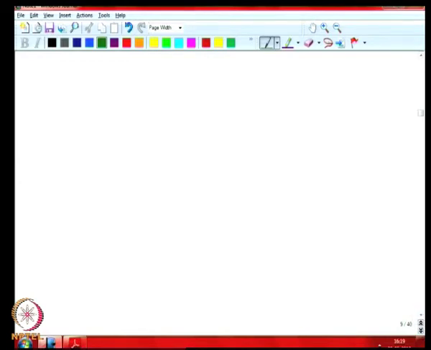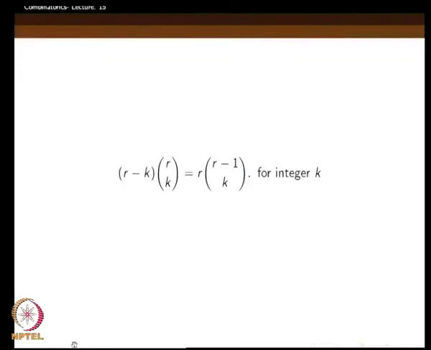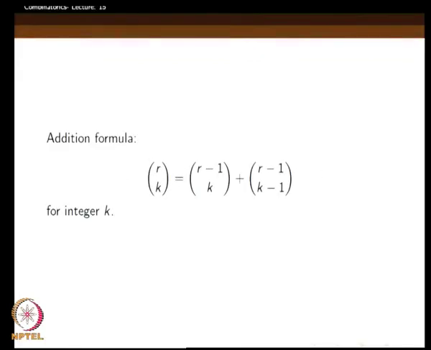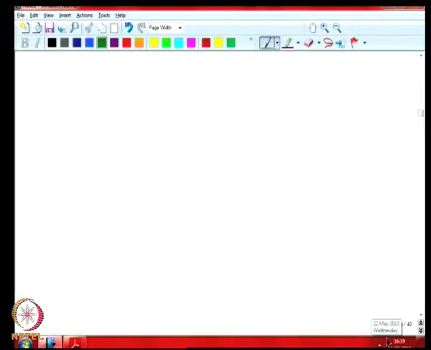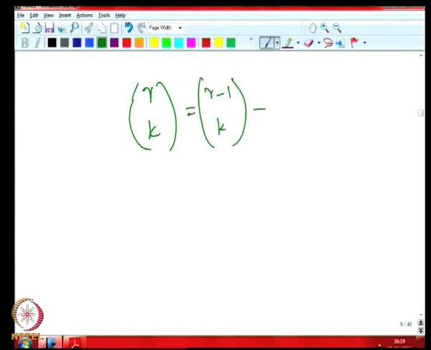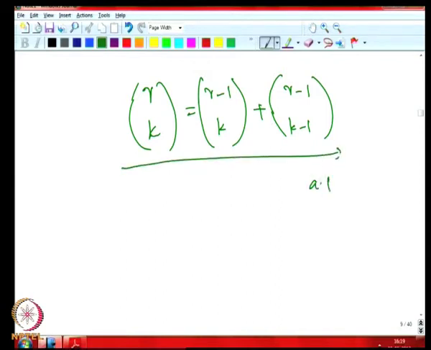But there are several cases where we can use it, right? We will see another case here. So this is the next case. This is the most important formula we proved for the binomial coefficients, namely the addition formula. R choose k is equal to R minus 1 choose k plus R minus 1 choose k minus 1. And we claim that this can be completely generalized. This works for all integers k.